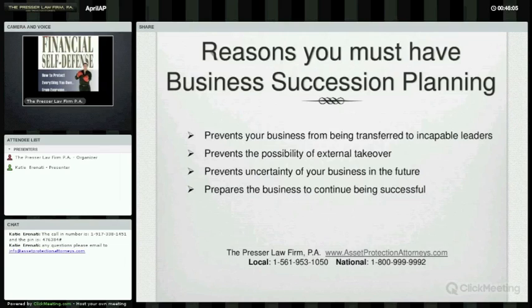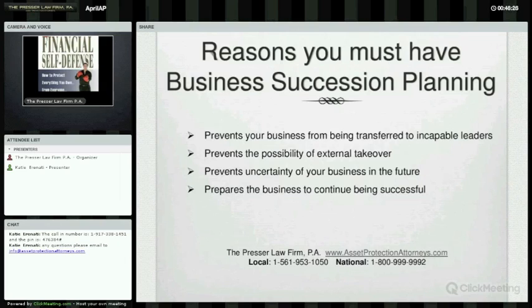Does your kid take it and run it to the ground? Does the business go away before you even have a chance to run it or sell it? Does your business partner try and steal it? Does your wife want more than what the business is worth? If you don't have a business succession plan, it can really just create a lot of problems. And most importantly, it helps prepare the business to continue being successful.